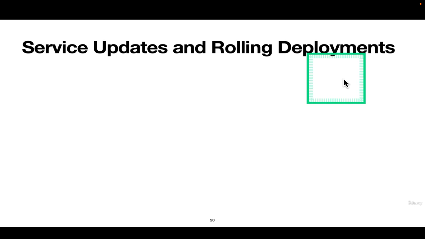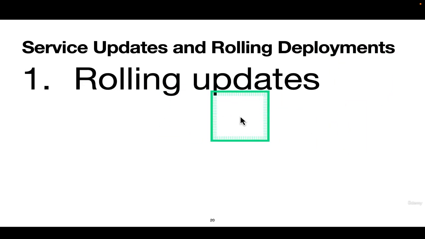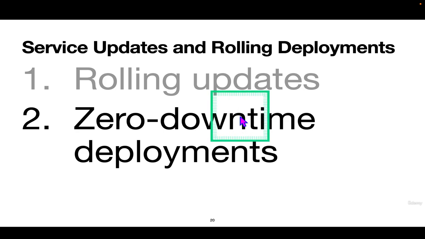So service updates and rolling deployments. Rolling updates in Kubernetes allow for updating a service's pods without causing downtime by gradually replacing old pods with new ones. Zero downtime deployments by ensuring that there is always a minimum number of healthy pods available during the update process.